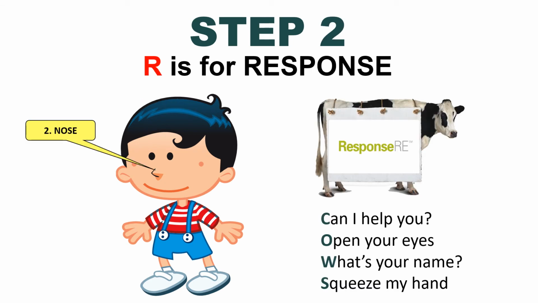Step 2. R is for response. Position number 2, nose. The image of the cow with a response real estate sign on it. Checking to see if our casualty has a response. Ask questions. Can I help you? Open your eyes. What's your name? Squeeze my hand.